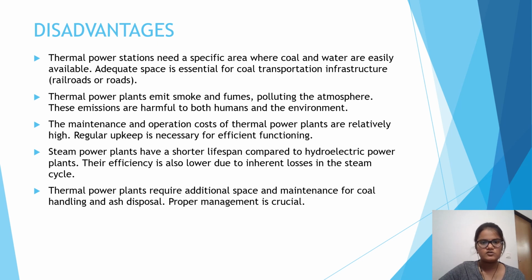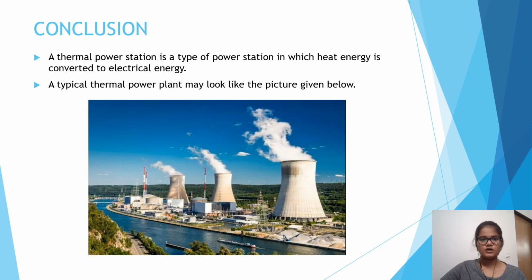Steam power plants have shorter lifespan compared to the hydroelectric power plants. Their efficiency is also lower due to inherent losses in the steam cycle. Thermal power plants require additional space and maintenance for coal handling and ash disposal. Proper management is crucial. Coming to the conclusion, a thermal power station is a type of power station in which heat energy is converted into electrical energy. A typical thermal power plant may look like the picture given below.